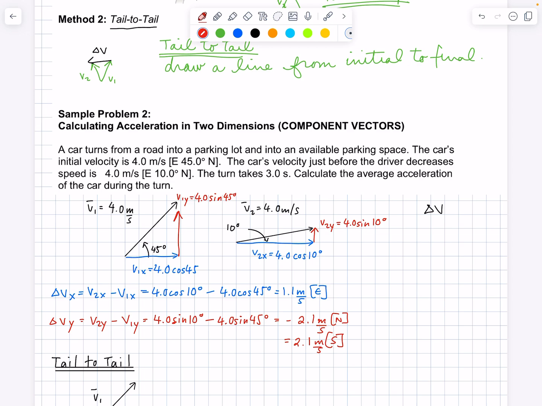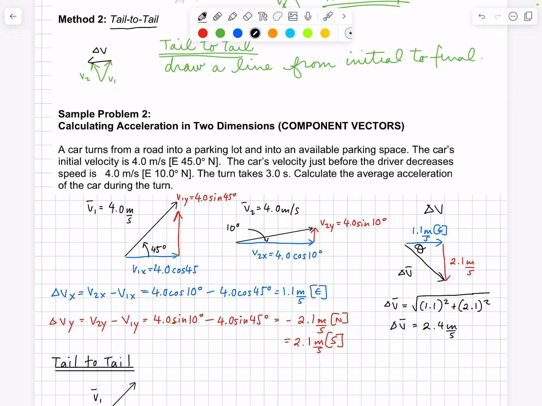All right. So to find delta V, we're going to add these two component vectors and make a right angle triangle. So we have 1.1 meters per second east and 2.1 meters per second south. Delta V is the line that joins these two together. We can find the magnitude of delta V using Pythagorean theorem. If we compute this, we end up with 2.4 meters per second.